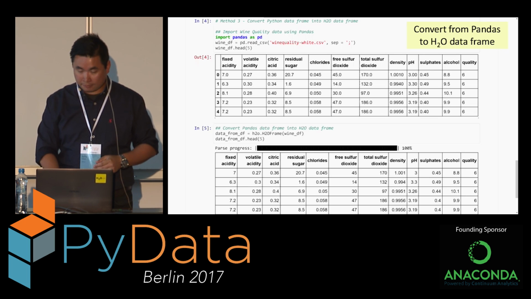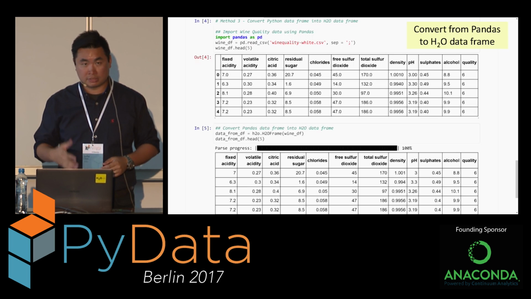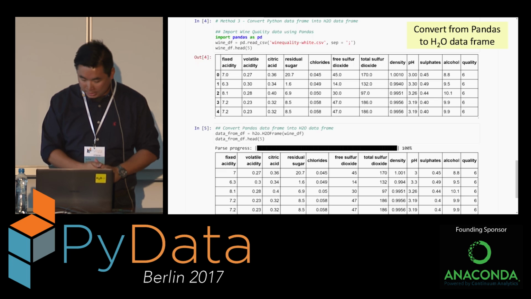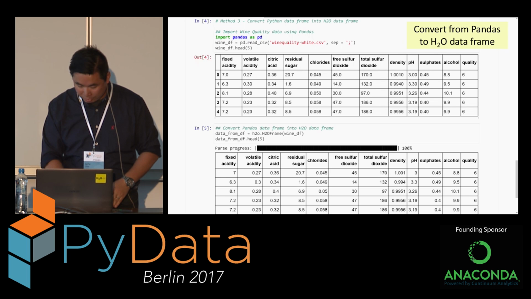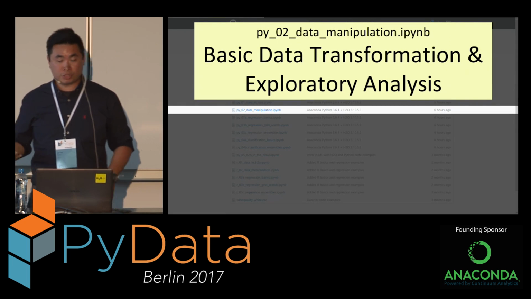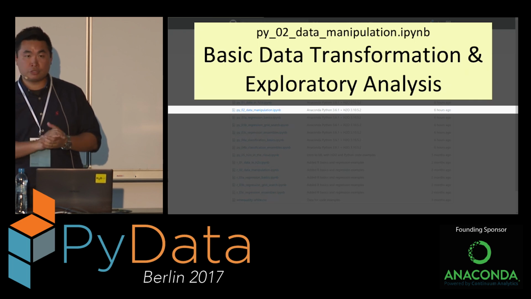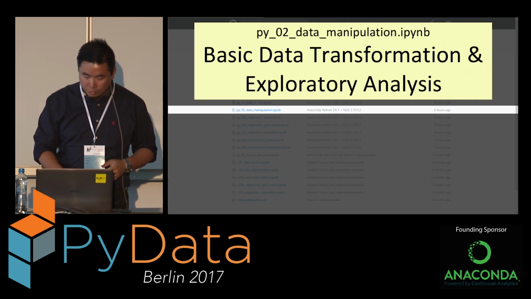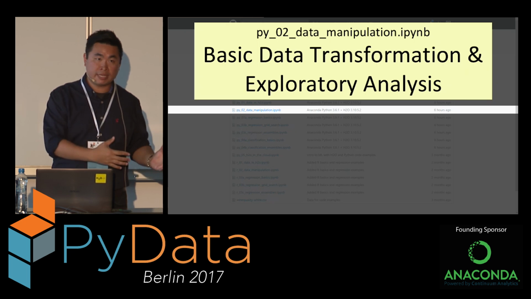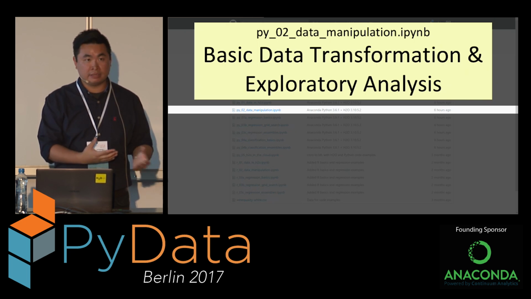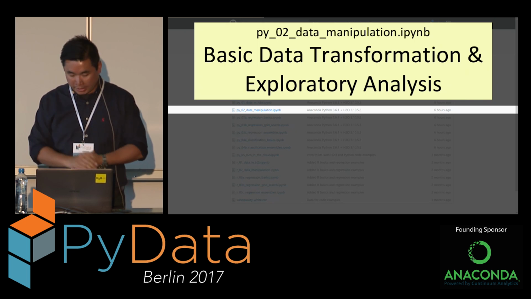So now we have the way to import it, we can do some exploration or transform some of the data. We are going to move on to the next Jupyter notebook. If we go to the pi_02, the data manipulation notebook, we are going to discuss some ways to explore or transform the data once you have that imported into H2O.